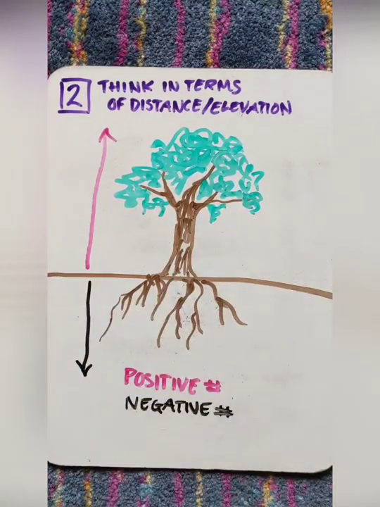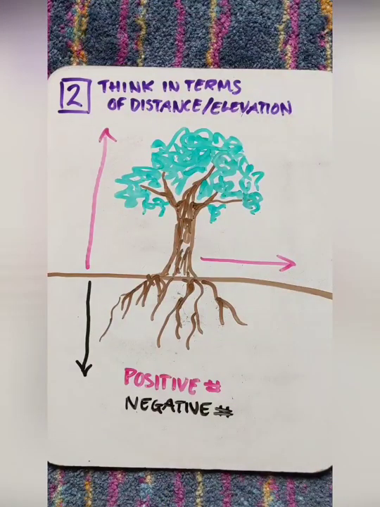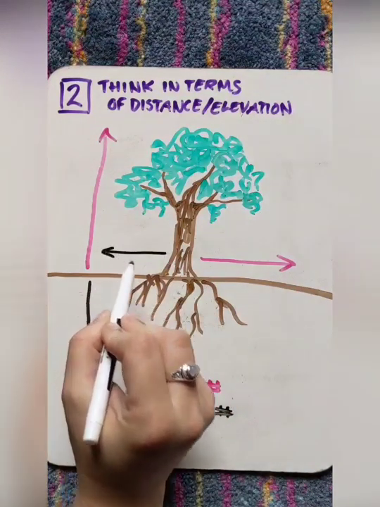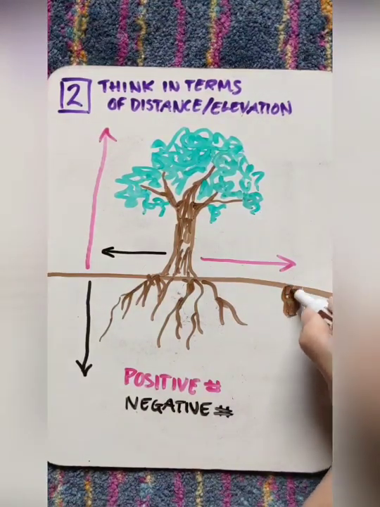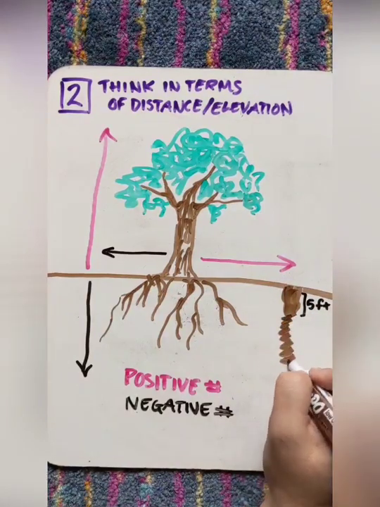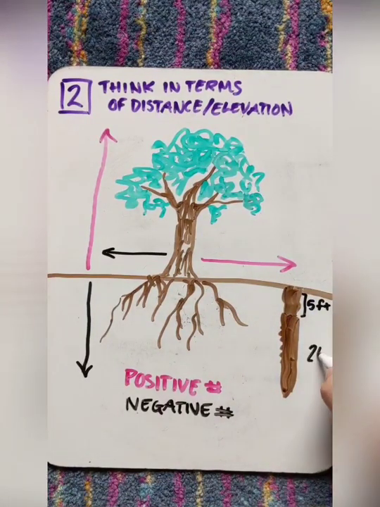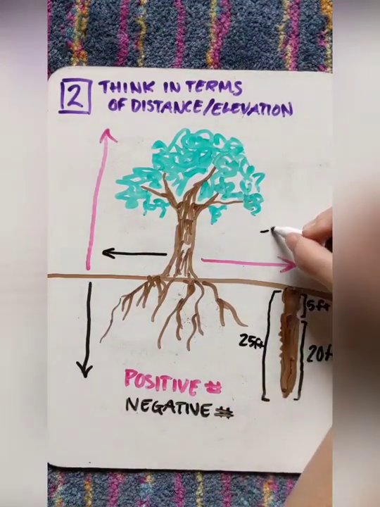For distance, we would set 0 at a certain point and make positive numbers the distance to the right of that point, and negative numbers the distance to the left of that point. For example, if you dig a hole 5 feet deep into the ground, and then return the next day to dig another 20 feet deeper, you would have a 25-foot hole.